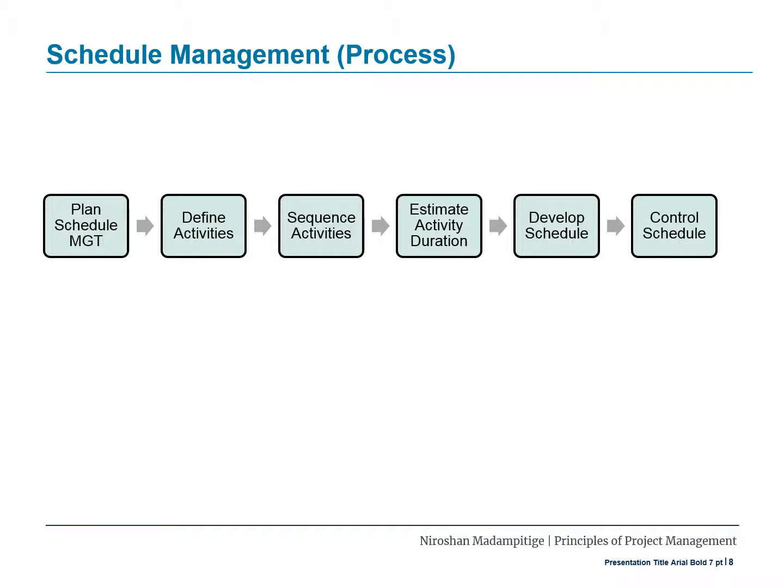And at this point, you may observe and try to control the schedule. So control schedule is the last process within schedule management. That is a process where you observe what's happening and how the schedule is going. When you see any deviation, you try to control that according to what you have planned.